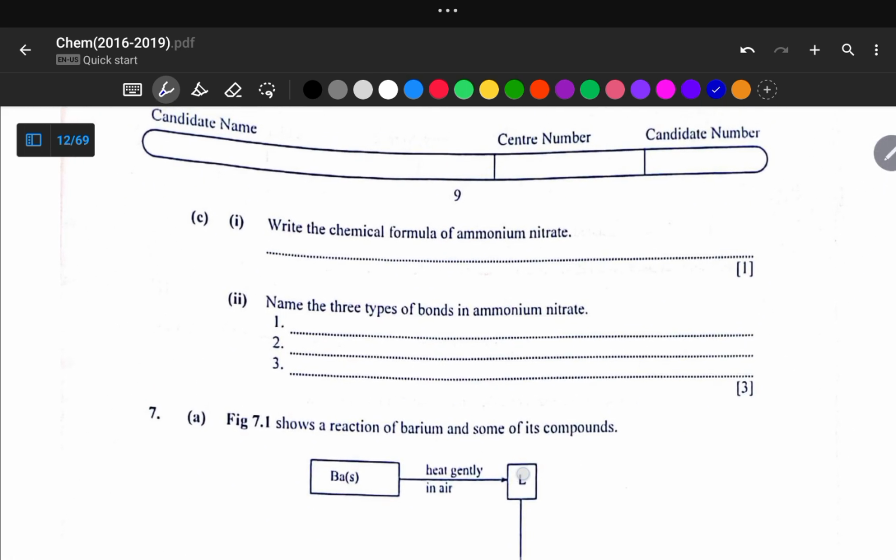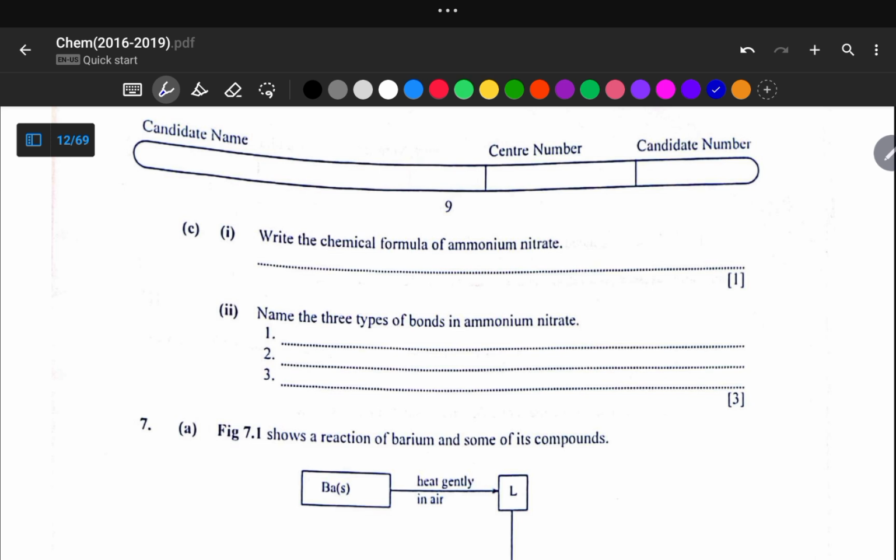The next question says, write the chemical formula of ammonium nitrate, so it's ammonium and then the nitrate ion. And then name the 3 types of bonds in ammonium nitrate. Ammonium nitrate is made up of the ammonium ion and the nitrate ion. For the ammonium ion, we have this formula with a plus, meaning it is a radical or a polyvalent ion. It does not exist on its own, right?